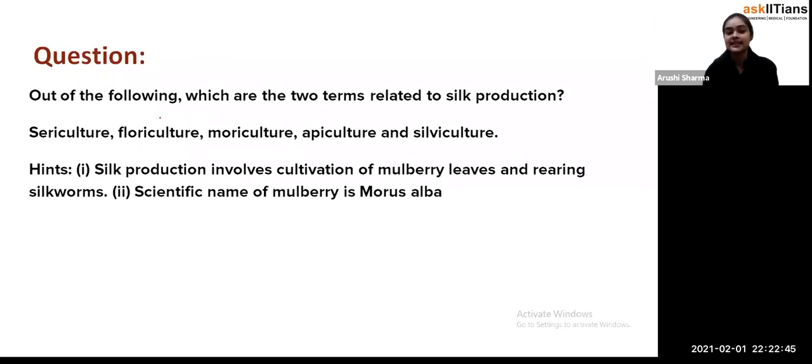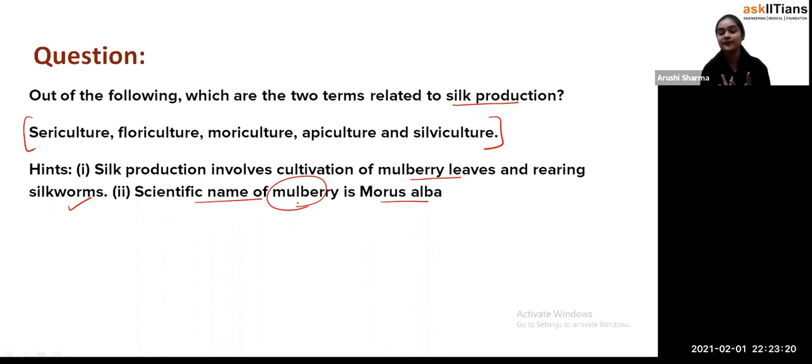Now, the next question says: out of the following, which are the two terms related to silk production? These are the terms written here, and we have to see which of them are related to silk production. You can see that there is a hint, as in your exams you will not get any hint, but right now you have one. Silk production involves cultivation of mulberry leaves and rearing of silkworm, and the scientific name of mulberry is Morus alba. Now you have to think what could be the words related to it.